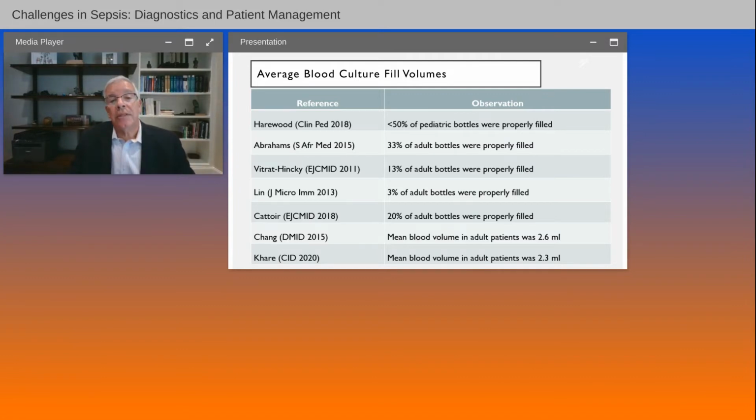The last 2 studies cited in this slide by Chang and Kahari actually reported the amount of blood that's being put into the bottles, and generally it is 2 to 3 milliliters of blood per bottle. Not the 10 mLs that's recommended, only 25%. Now, if most patients have relatively few organisms in the bloodstream and most bottles are underfilled, what is the impact of that?